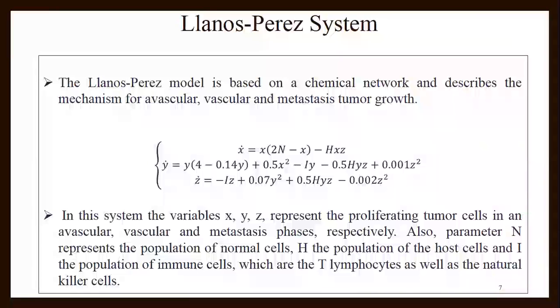So, the LaNSCom model is based on a chemical network and describes the mechanism for avascular, vascular, and metastasis tumor growth, as you can see in the equations below. In these systems, the variables X, Y, Z represent the proliferating tumor cells in avascular, vascular, and metastasis phases, respectively. Also, parameter N represents the population of normal cells, eta the population of the host cells, and I the population of immune cells, which are the T lymphocytes as well as the natural killer cells.